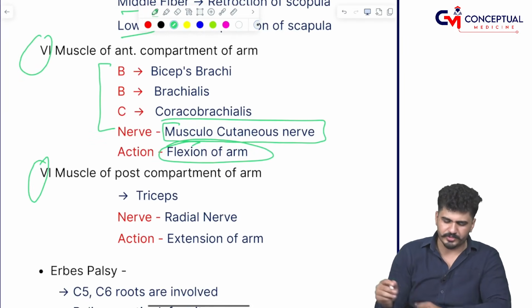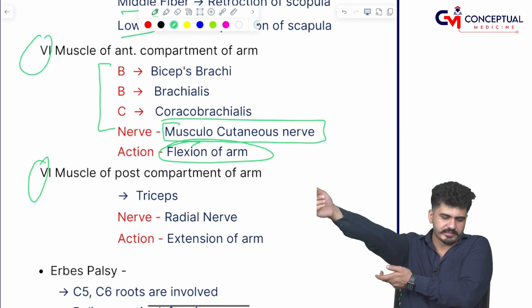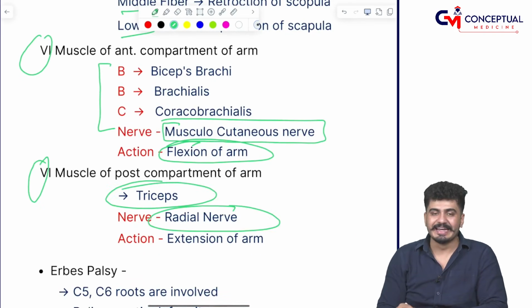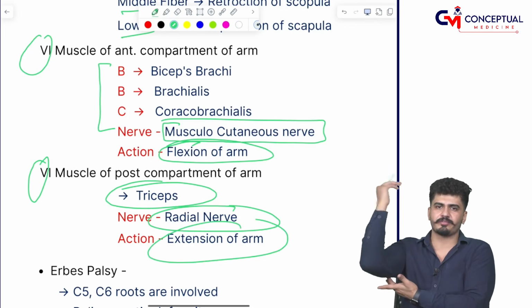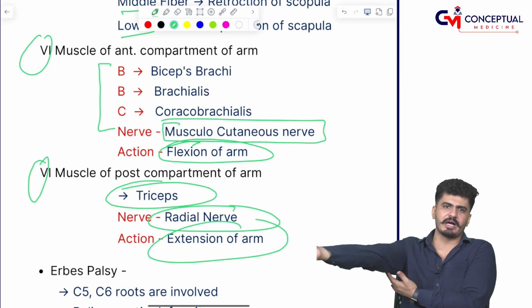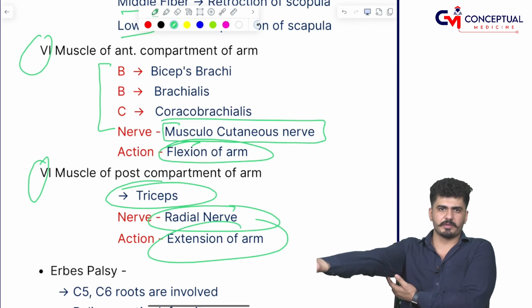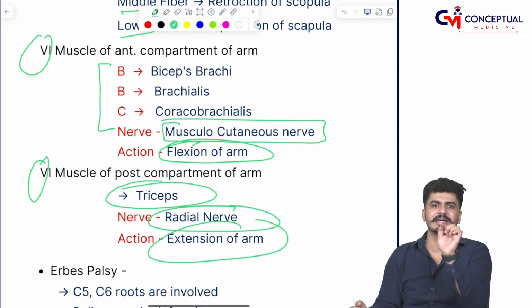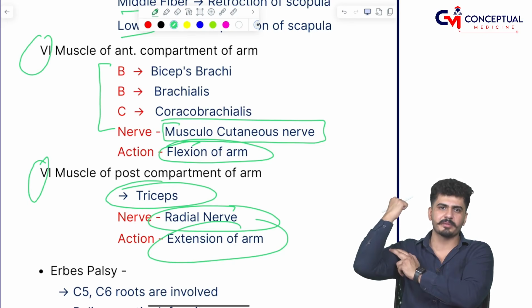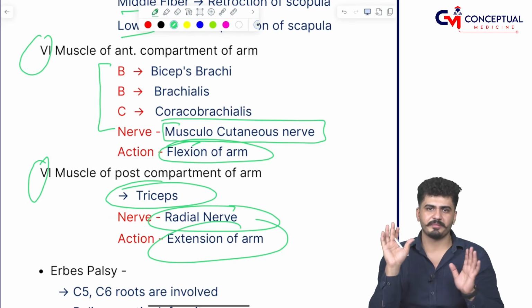Flexion of the arm. Very simple. Now, what is the muscle in the posterior compartment? Our favorite muscle, the triceps muscle, supplied by the radial nerve. Action is extension of the arm. So flexion of the arm is by the biceps muscle, extension of the arm by the triceps muscle. Triceps is supplied by R for radial nerve.